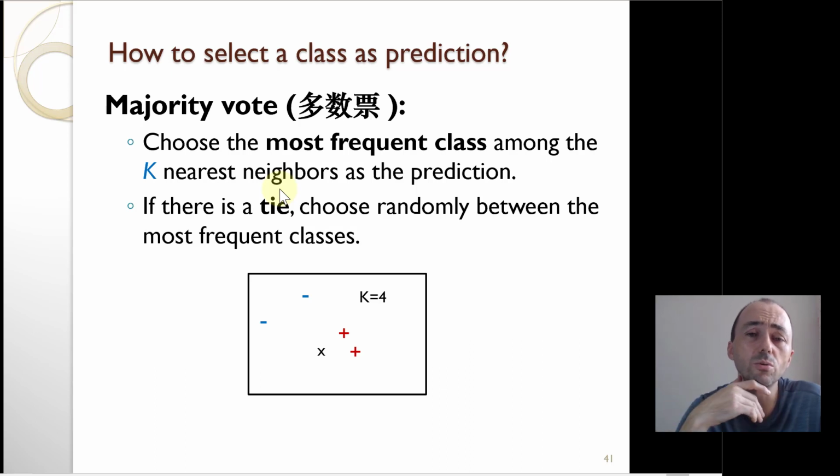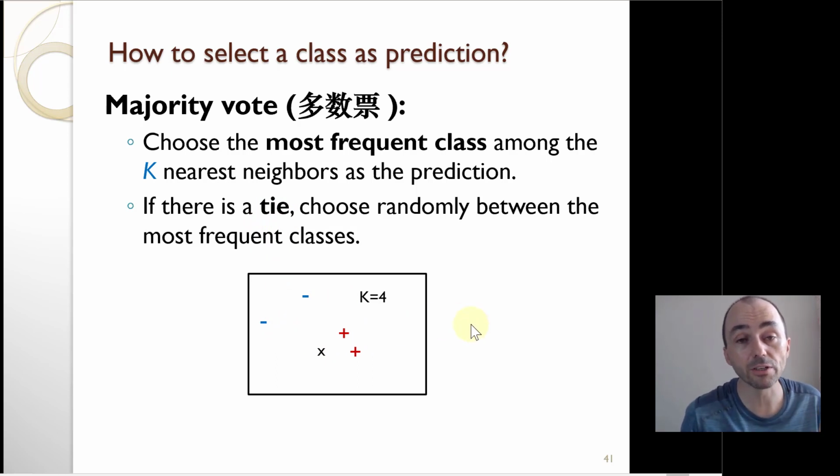Now, how do we select the class when we want to make a prediction? A simple way is to do the majority vote. So choose the most frequent class among the k nearest neighbors as the prediction. And if there is a tie, meaning the same number of values for all the classes, then we choose randomly. For example, here we have x. We choose k equal 4. There are 2 plus and 2 minus. This is a tie, so we choose plus or minus, as I explained before.